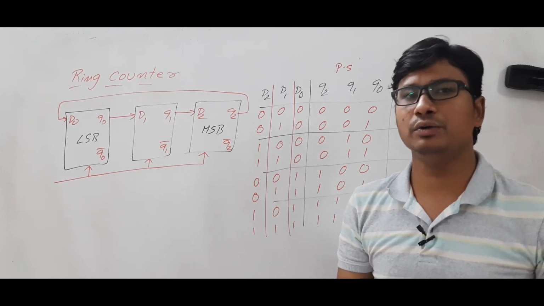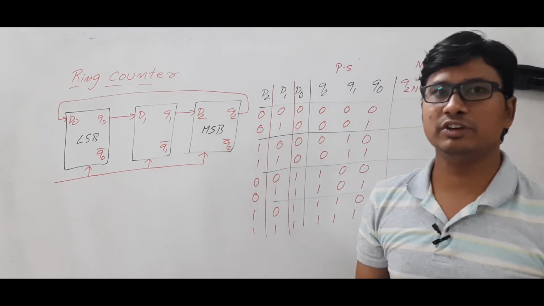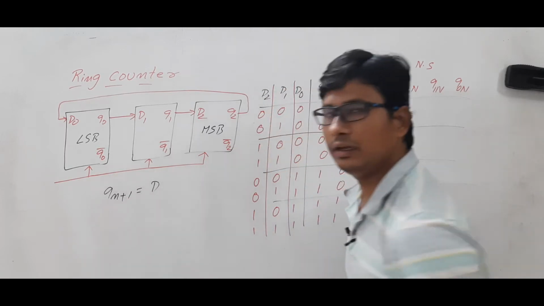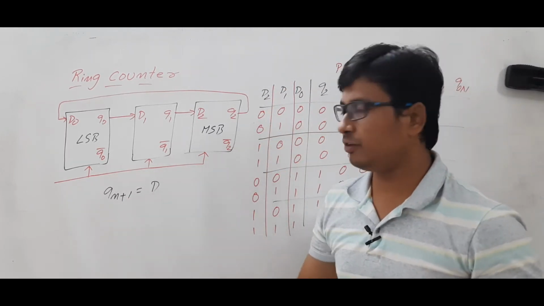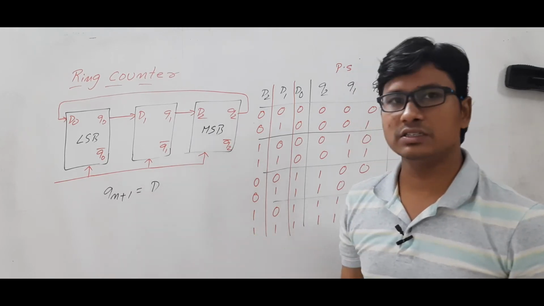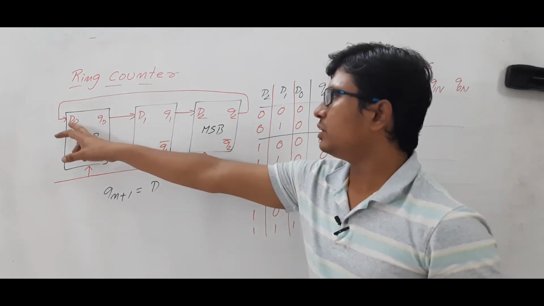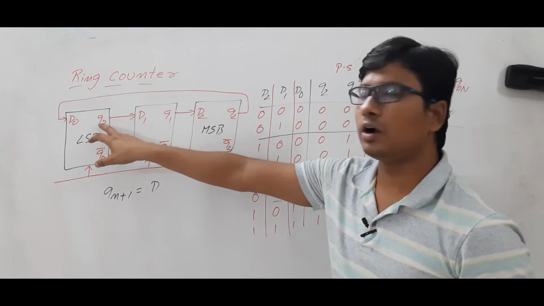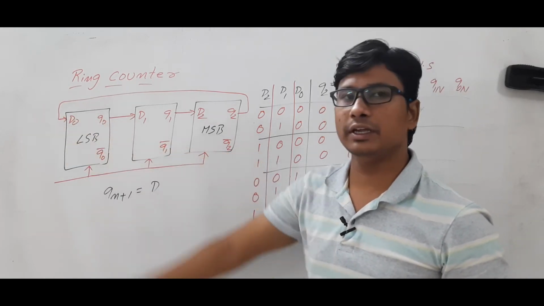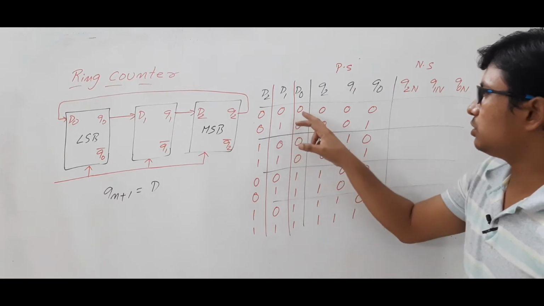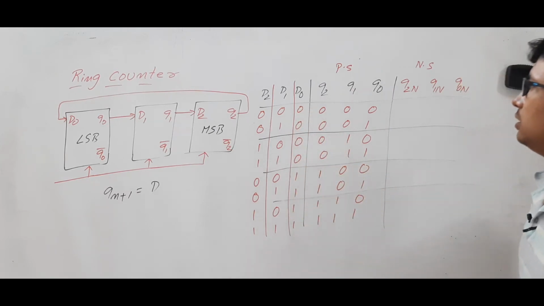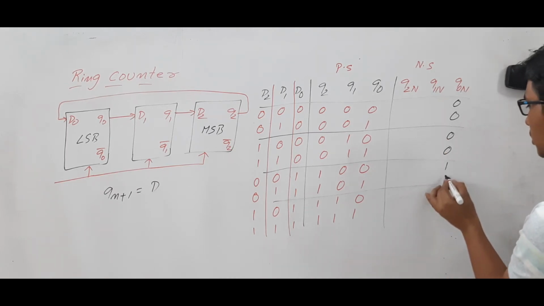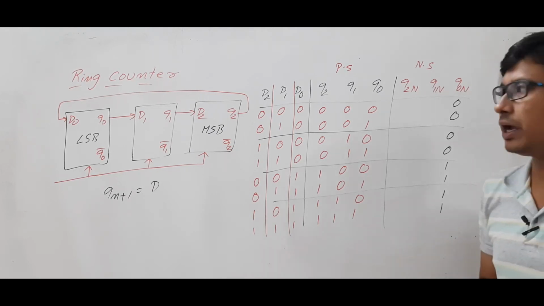Even if you still have a doubt, you can check the characteristic equation of the D flip-flop, which is Qn plus 1 is equal to D. Meaning the next state of the D flip-flop will be equal to the value which is there in the D. Okay. So D0 is equal to Q0N. Am I right? Or I can say that Q0N, the next state of this one, will be D0. What is D0? It is 0, 0, 0, 0, 1, 1, 1, 1. So Q0N is equal to 0, 0, 0, 0, 1, 1, 1, 1. I hope you have understood.